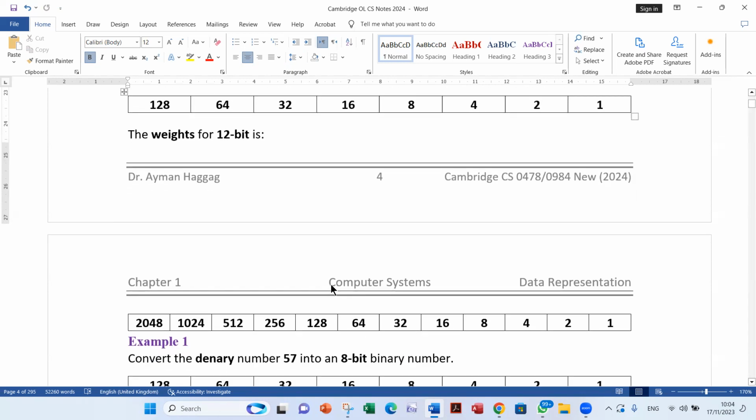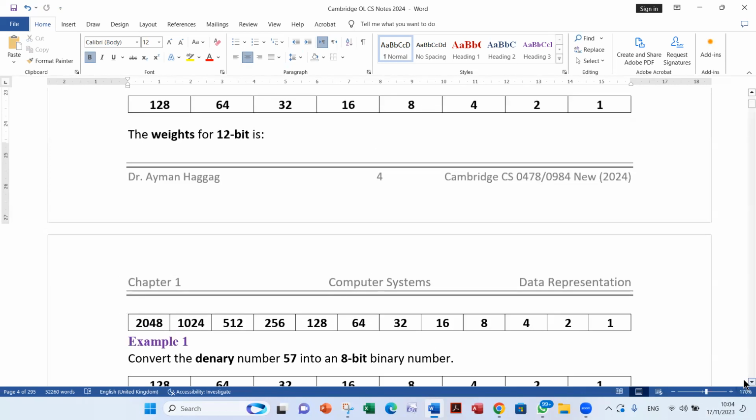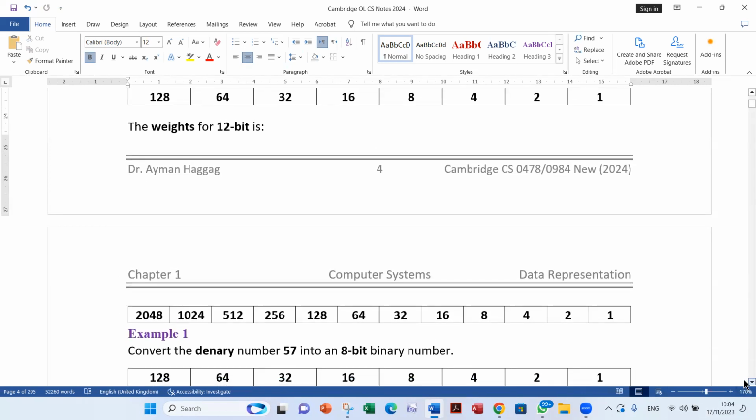Let me give you two easy examples, and I leave you with other examples. The difficulty is about the value of the number. So let us convert the denary number 57 to an 8-bit binary number. You put the weights, and up till now, you don't know where to put ones and zeros. There is a systematic way for finding the correct ones and zeros directly. So you have 57.